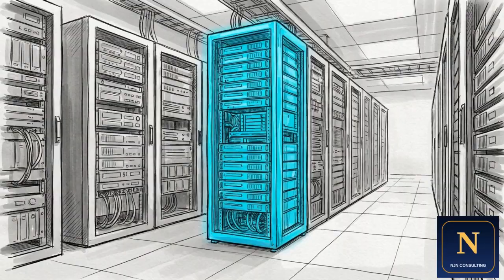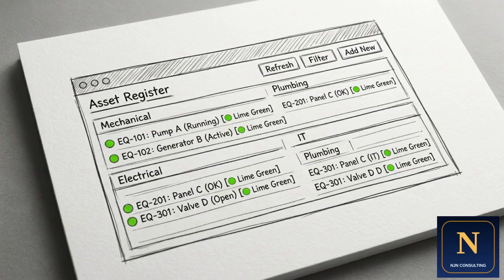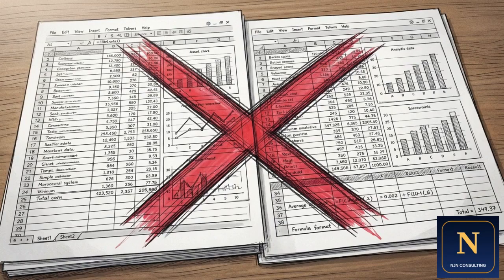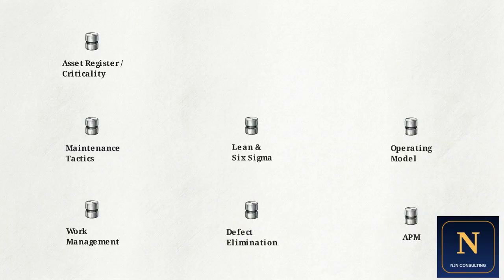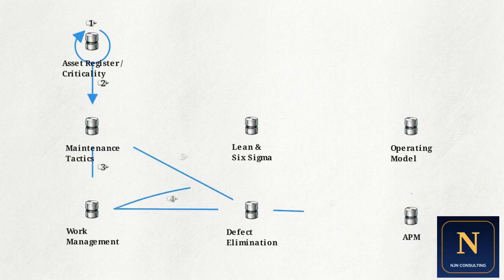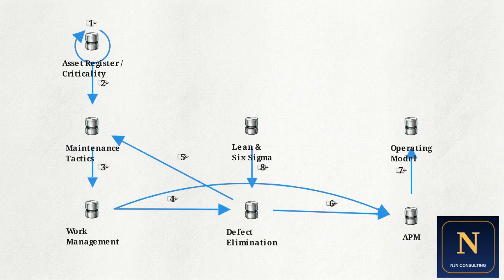We start with the single source of truth rule. Any piece of foundational data must live in exactly one dedicated software system, like your CMMS. If your team is operating off parallel, duplicate spreadsheets, the integration is already broken. This flowchart maps the 8 critical data flows that must connect your technical departments. For example, your work management system must feed failure data directly into your defect elimination program.